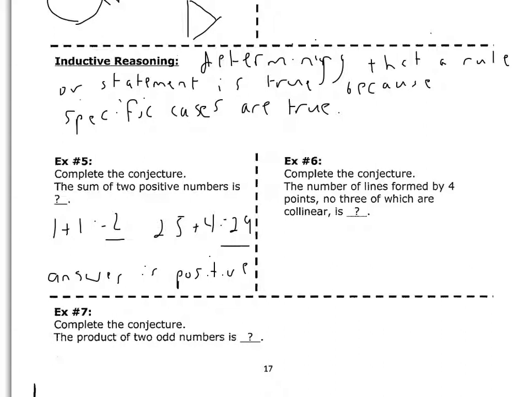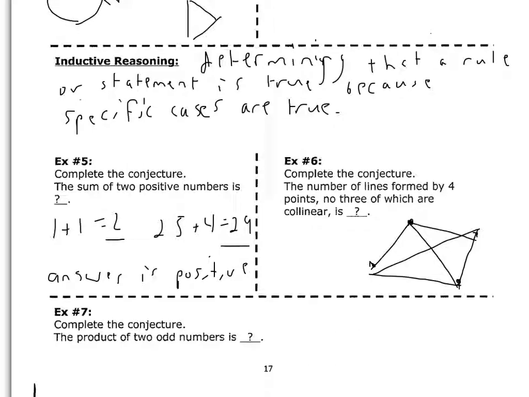Okay, let's look at example number 6. It says the number of lines formed by 4 points, no 3 of which are collinear. Okay, so let's draw 4 points. Got 1, 2, 3, 4. And you can form 6 different lines, I believe. Okay, 1, 2, 3, 4, 5, and 6. Those 6 lines would be the ones that you could form using 4 points and none of them being collinear, or 3 on the same line. Okay? Kind of moving fast through this.